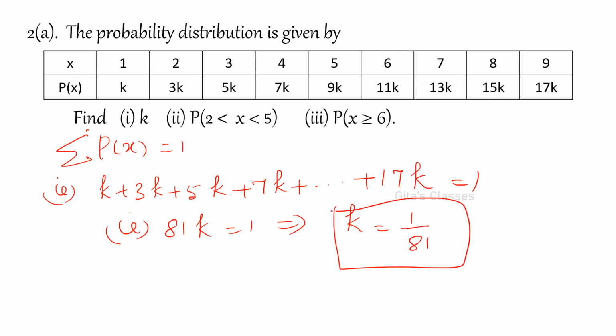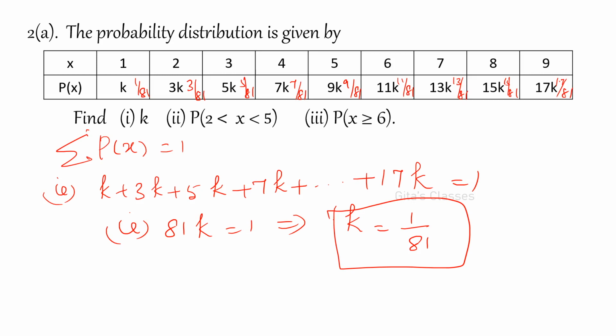1 by 81. Okay, and if you want, you can substitute. It is 1 by 81, 3 by 81, 5 by 81 and 7 by 81, 9 by 81. You can add one more column and you can write like this: 11 by 81, 13 by 81 and 15 by 81 and 17 by 81. You can add one more row if you want and you can write.